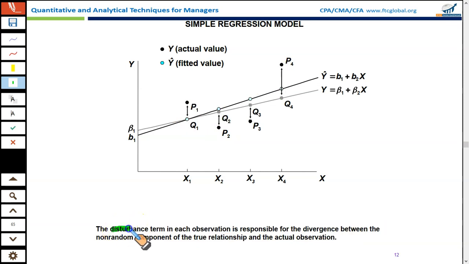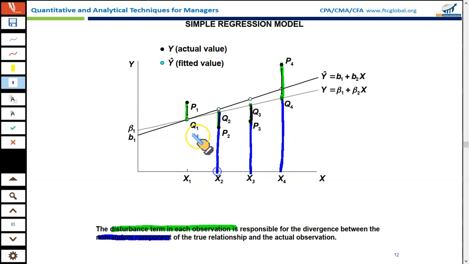Continuing, the disturbance term in each observation, this is the disturbance term. This, this, this, and this. So it says the disturbance term in each observation is responsible for the divergence between the random component, this is the random component, this part, this, this, this, this, and the true relationship in the actual observation. This is it.